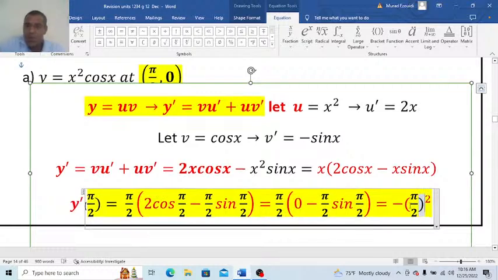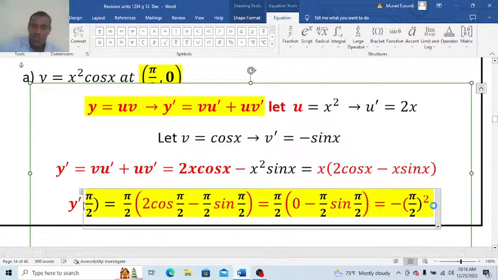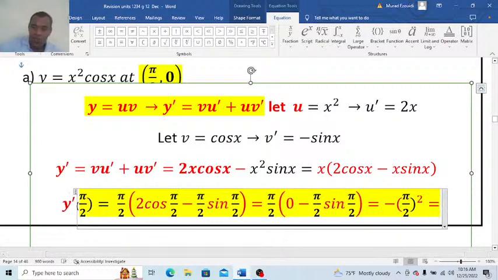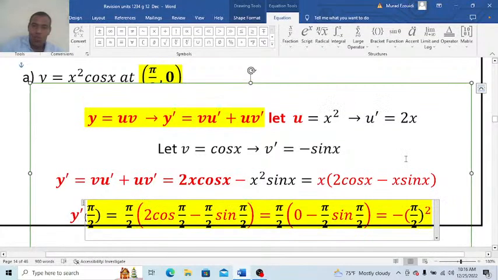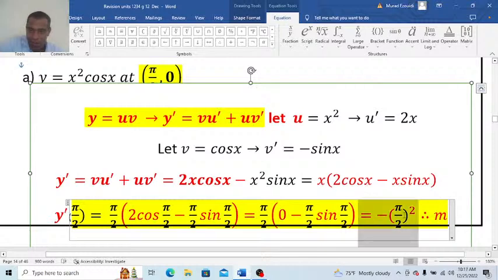Okay, so this is the value of the first derivative when x equals pi over 2, which means the gradient is in fact minus pi over 2, all squared. Therefore, as a conclusion, learners, I will just write this one. m is the gradient, which is equal to what, learners? Equal to this. Okay, this one is the gradient.